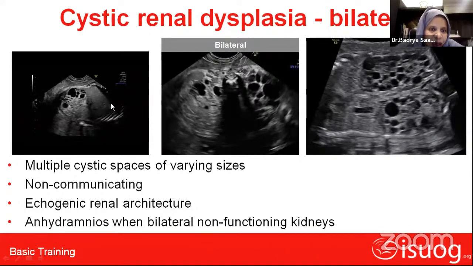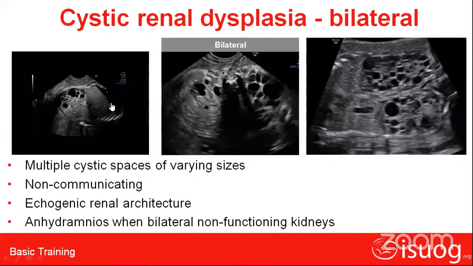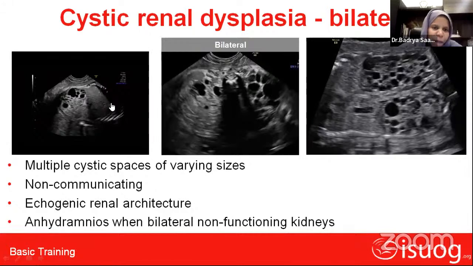So in this image, this is a transverse section of the kidney where you can see multiple cystic spaces of varying size, non-communicating with each other. And the kidney architecture also looks white, echogenic. And in this view, this is the coronal section where you can see both kidneys with the same multicystic spaces, and the tissue of the kidney is echogenic. So with an absence of liquor, or anhydramnios, it confirms bilateral non-functioning kidneys.